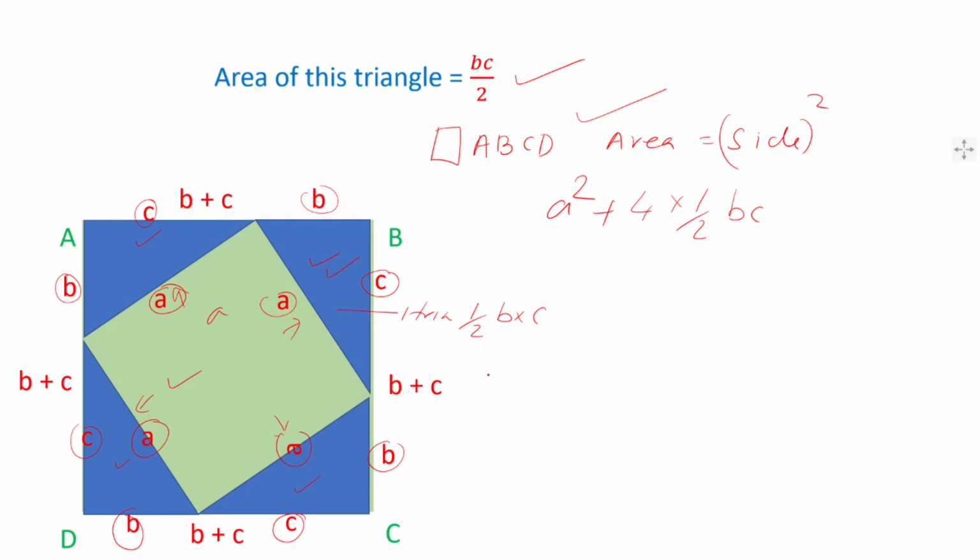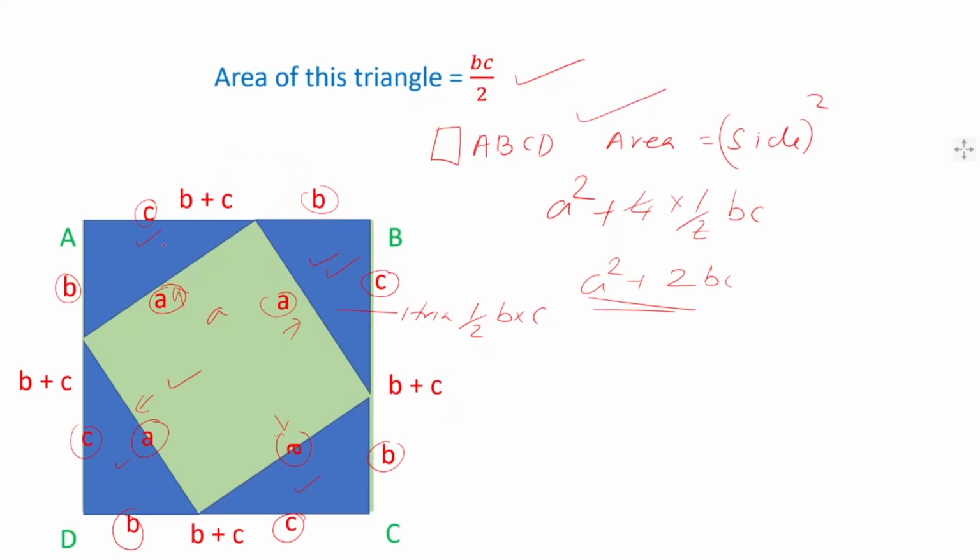right, which can be written as A square plus 2, this BC cancels. This is the area without doubt.